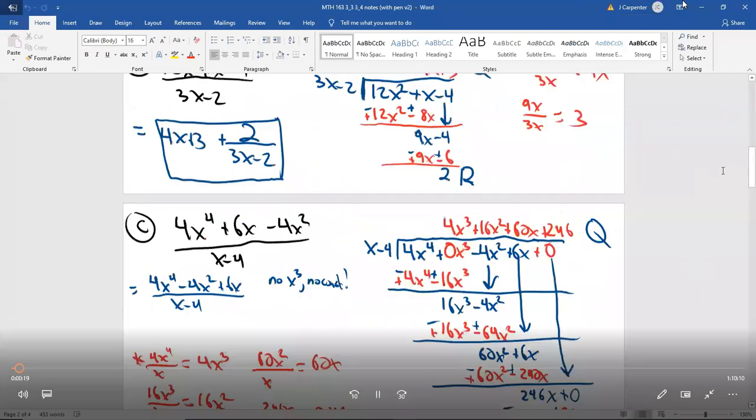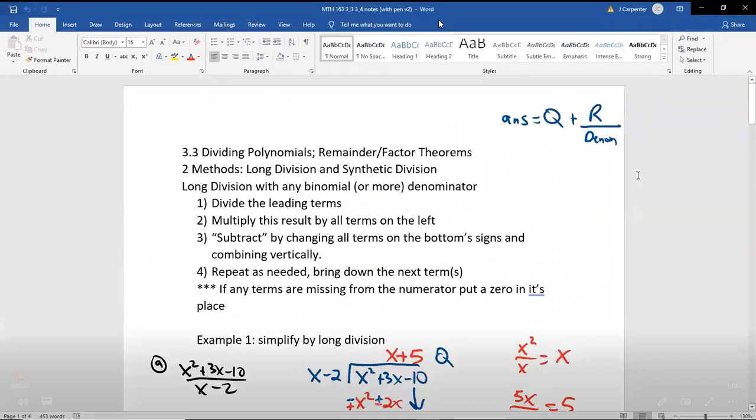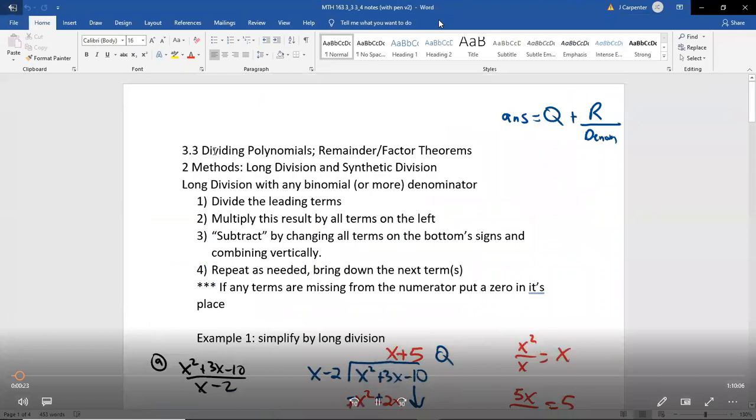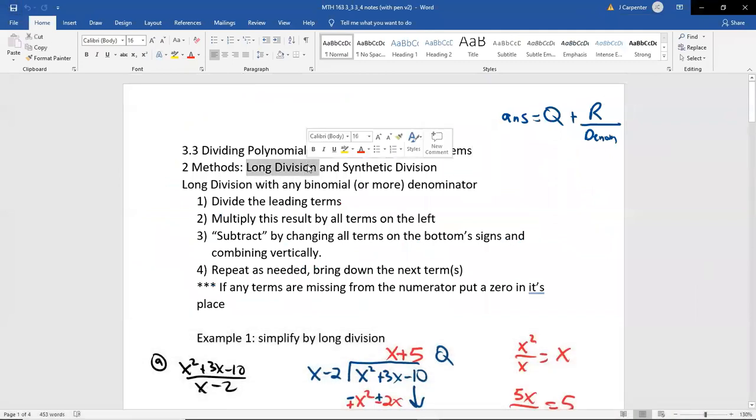Just as a refresher, last class we started 3.3, which is all about dividing polynomials. And last class, we went over the method that we said we're really not going to use for the rest of this course, which was long division. Now, I did mention that it's a great method. It has its uses. But for the thing that we're going to need to do in this course, we're going to defer to synthetic division.